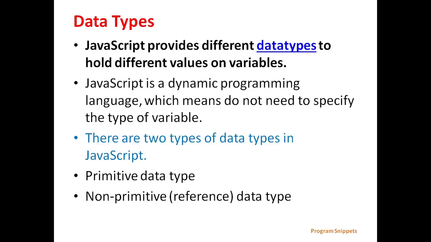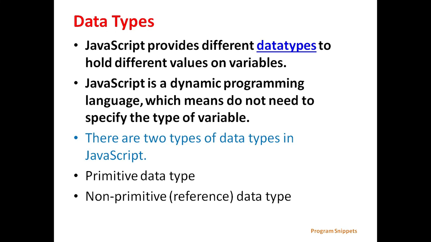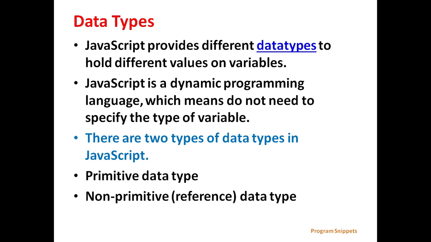JavaScript provides different data types to hold different values in variables. JavaScript is a dynamic programming language, which means it does not need to specify the type of variable. There are two types of data types in JavaScript: primitive data type and non-primitive data type.